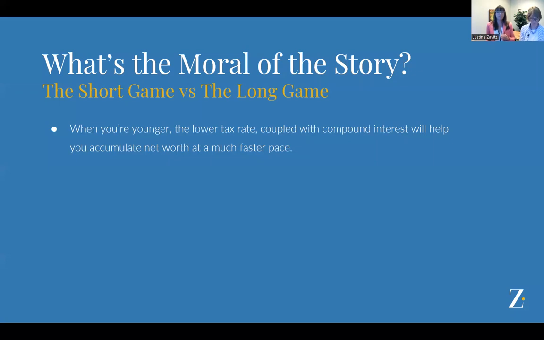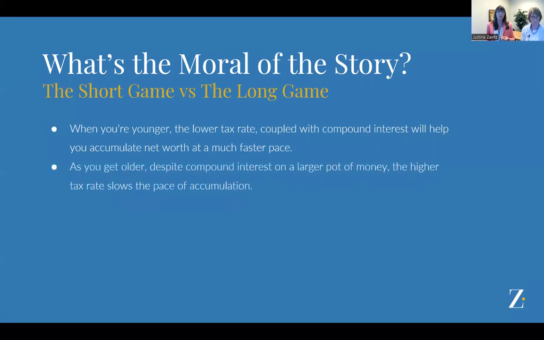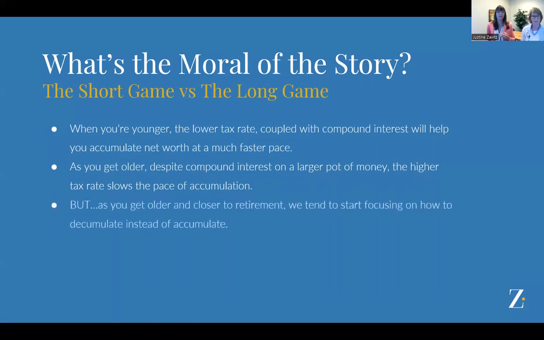As you get older, despite the compound interest on a larger pot of money, our tax rate is starting to slow the pace of the accumulation, and we don't see our net worth increasing at quite the same level. However, as you get older and closer to retirement, our focus is starting to shift from accumulating our assets to decumulating them. And how are we going to do tax planning during our retirement to ensure that we are able to find the best mix of assets?